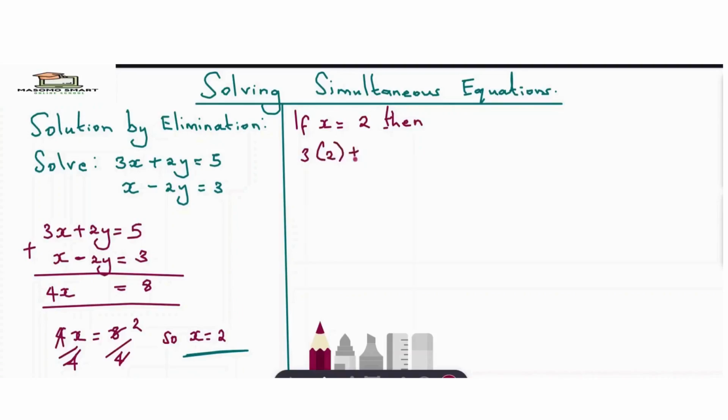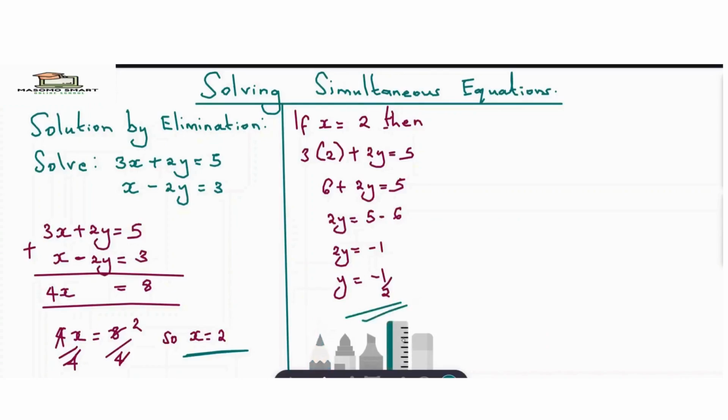And how do we find it? We just replace x in one of the equations to find the value of y. In this case, we pick the 3x plus 2y is equal to 5 equation, and then we put x, which is 2, in the place of x to find that 6 plus 2y is equal to 5. We put the like terms together. We will have 2y is equal to 5 minus 6. And then we can go ahead and find the value of y, which will be y is equal to negative 1 over 2. And that is how we solve the simultaneous equation.